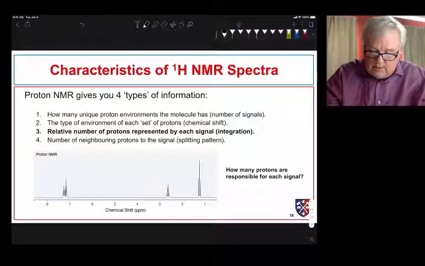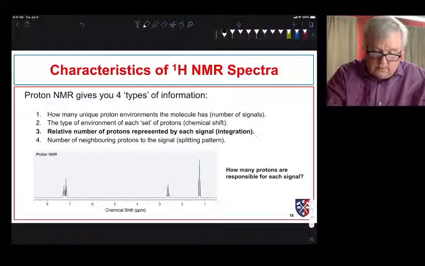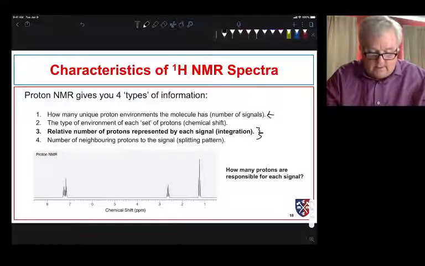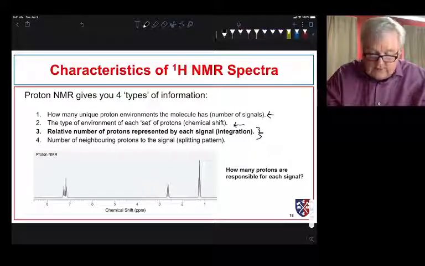The next thing we want to talk about, the next piece of information. So we've learned that the number of signals is dependent on the unique types of hydrogens, and those unique hydrogens will give different chemical shifts. We can also use information in our NMR to tell how many protons actually are responsible for the signal that we're looking at.